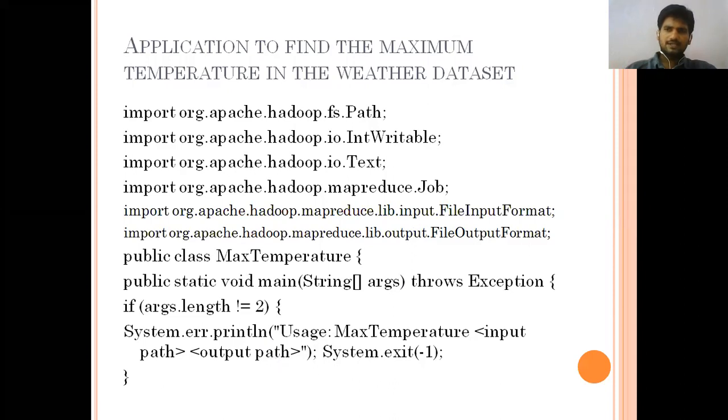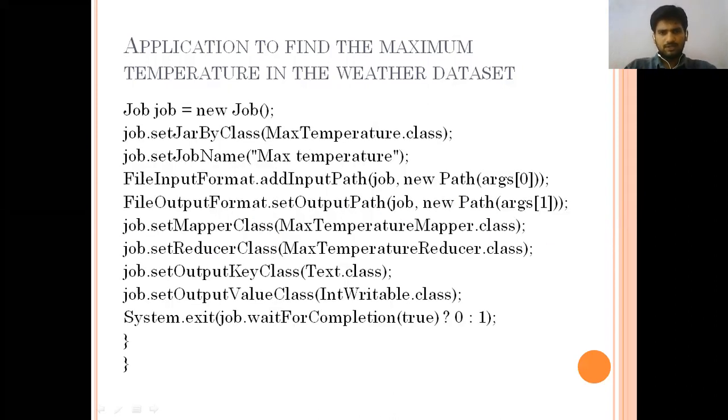So only the exact data we need is considered. It is not going to take any other data. If it is, then it is going to exit with -1, and exit 2 out of the program. Then here we create one job. Job equals new Job. This is the object we are creating for the Job class.